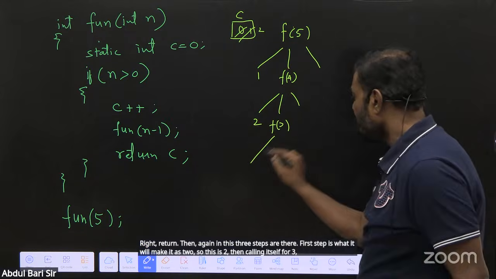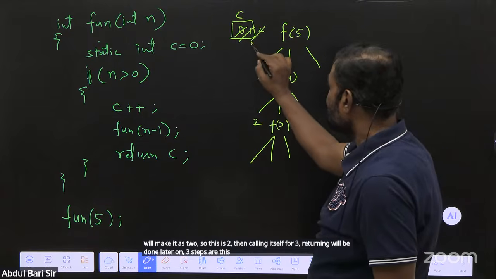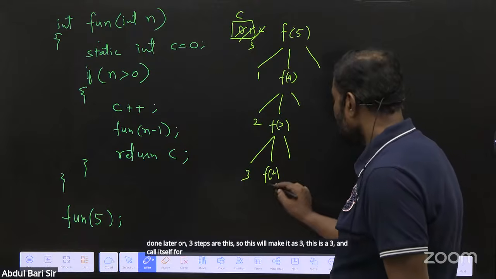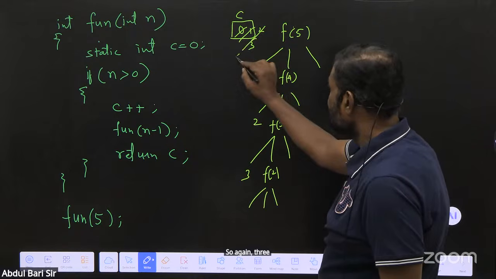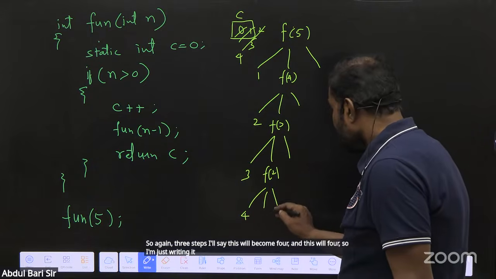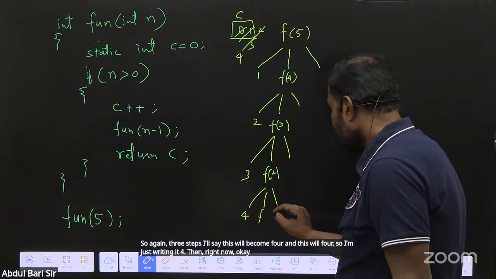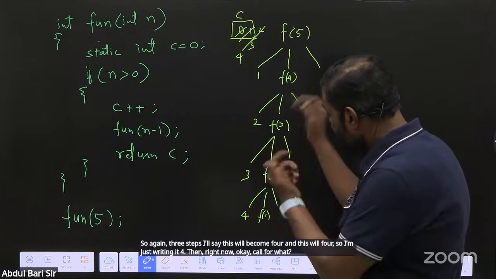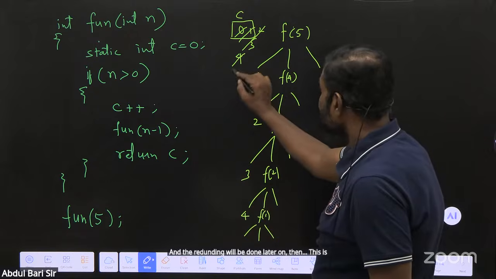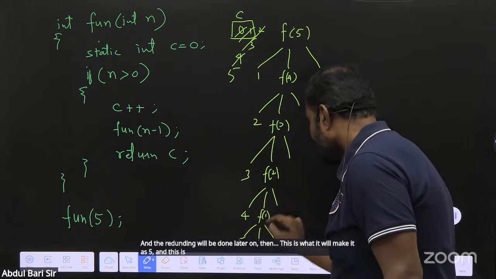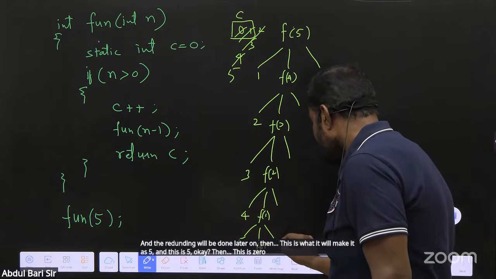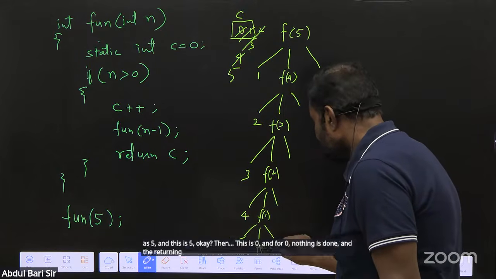Returning will be done later on. 3 steps again, so this will make it as 3. And call itself for 2. Returning will be done later on. Again 3 steps, this will become 4. Then call for 1. And returning will be done later on. Then it will make it as 5. Then this is 0, and for 0 nothing is done, and returning will be done.